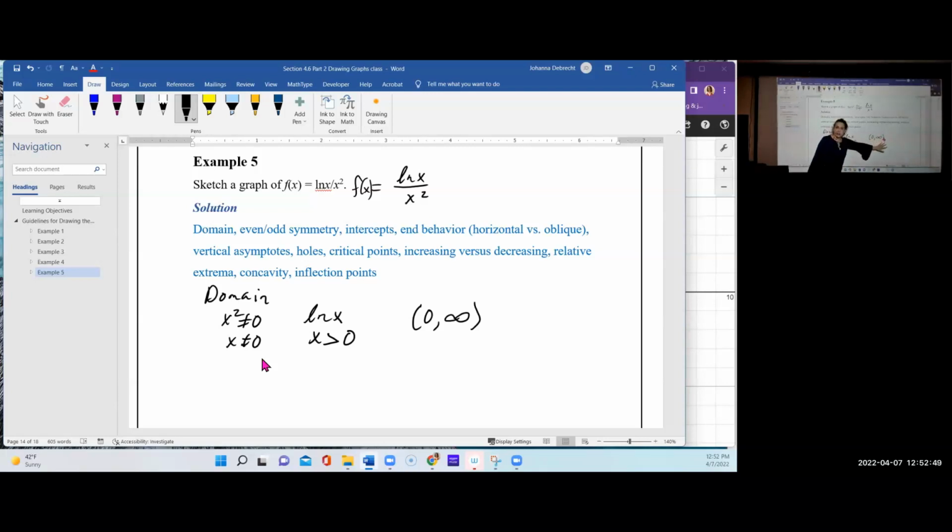So this is what we're starting with. So when we're looking at this, anything that occurs to the left of 0, we're going to ignore, and anything that brings up 0, we're going to ignore because they're not in the domain.